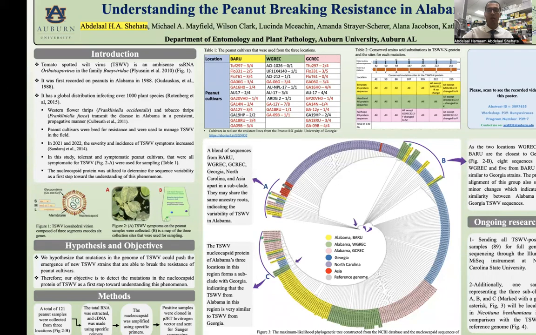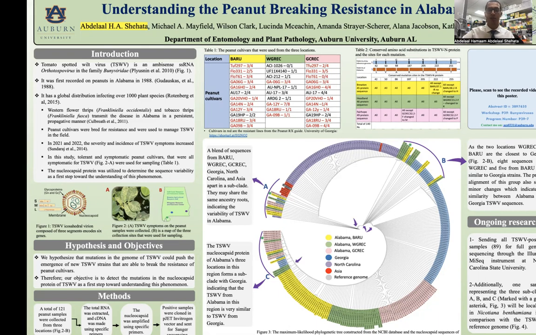And also, all orthotospoviruses are transmitted by thrips in a persistent propagative manner. Meaning that once the insect acquires the virus during the larva stage, they are able to transmit it during their entire lifespan, but only as adults. So this is the meaning behind persistence. But propagative means that the virus is able to multiply and replicate within the insects and actually infect them, but it doesn't show symptoms in them.